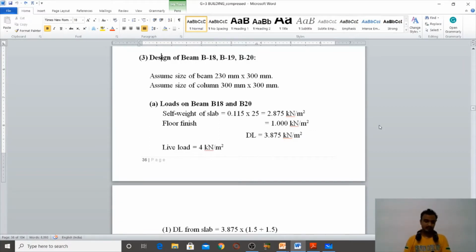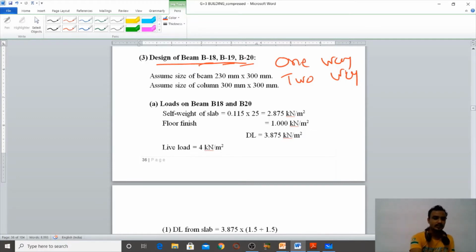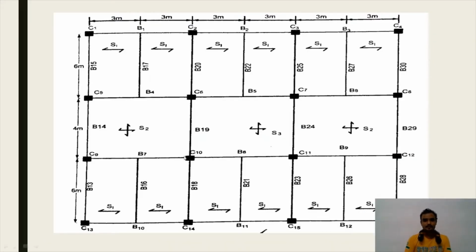First of all, we will design. In the previous lecture, we designed one-way slab and two-way slab. Both are continuous slabs. Now in this lecture, we are going to design a beam. Beam number B80, B90. See where is B80? Here is B80. B80, B90 and B20. So these three beams we have to design.